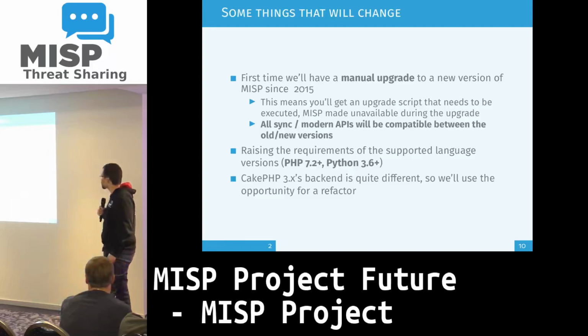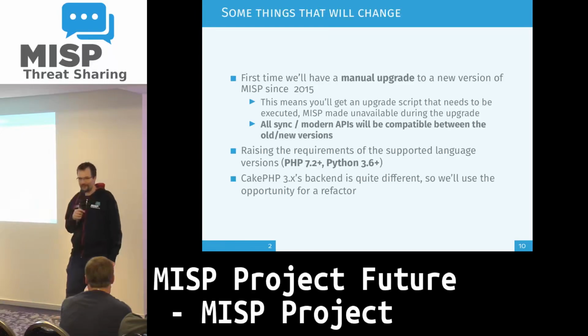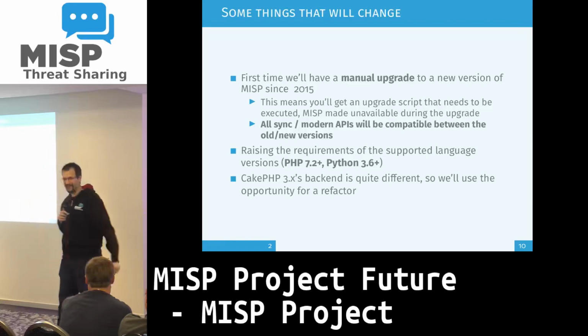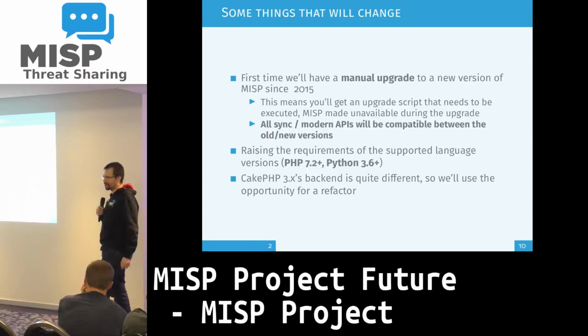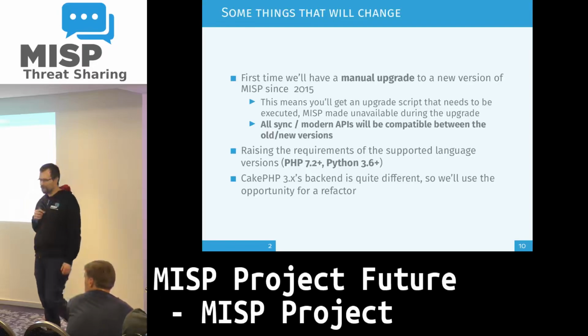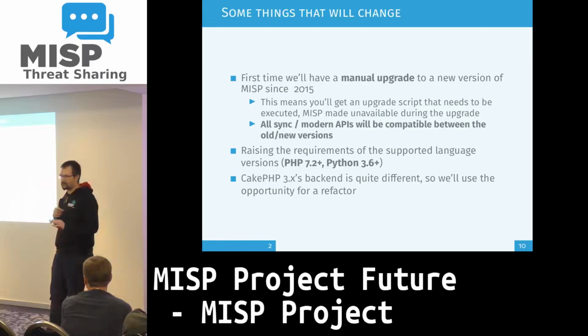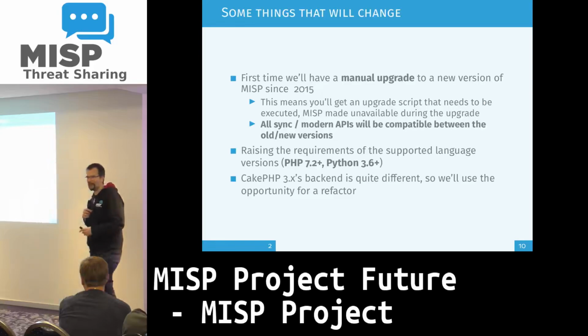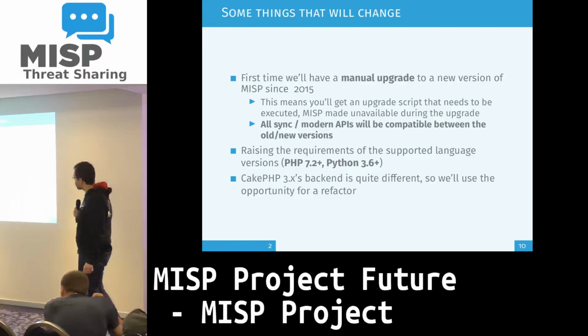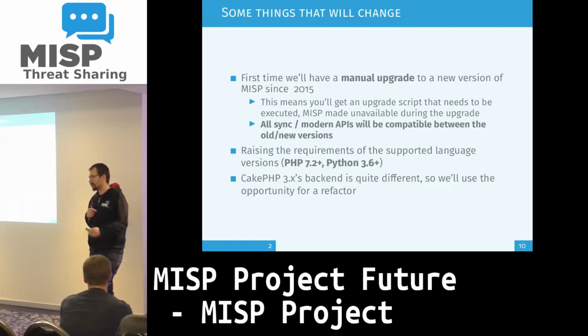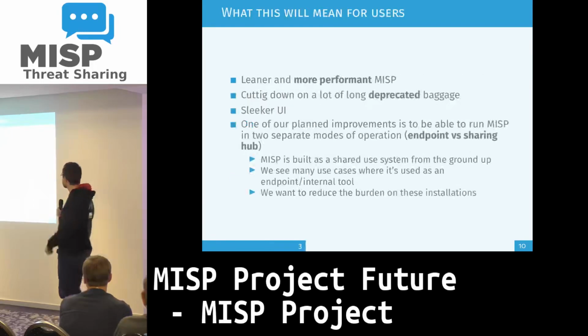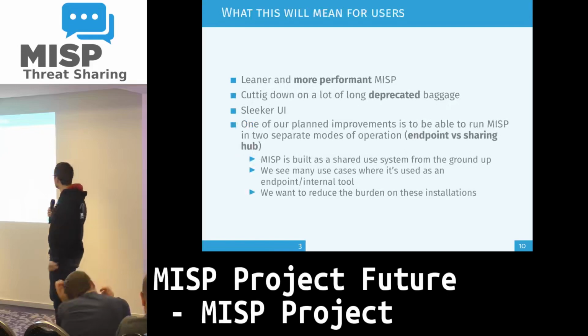Also, this coincides well with Python 2.7 going end-of-life. We can finally send it off and wave goodbye and move on to something more modern. So the required versions are going to be PHP 7.2 and Python 3.6 starting when this release happens. But generally, be advised that probably from January 1st on, we won't care really about Python 2.7 anymore. So that's just something that will go away together with the end of life. Now, the backend of CakePHP 3 is quite different than what we are used to until now. So we'll have to go through a refactor before we start with the actual upgrade process. What this means exactly, we'll talk about in a moment.